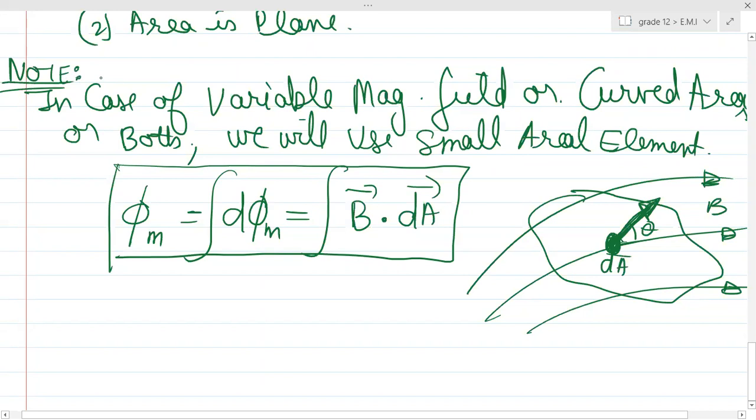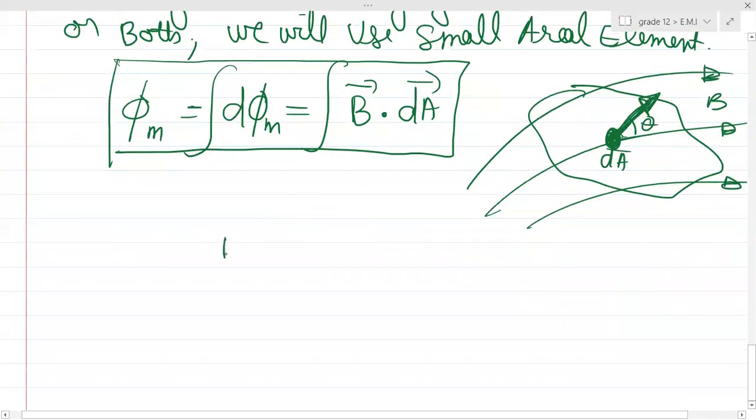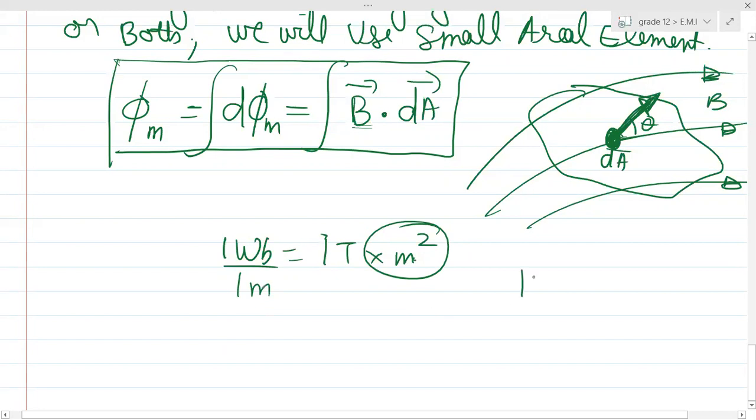Everyone, is this clear? Okay, so Weber is Tesla into meter square. I told you, one Weber is basically Tesla into meter square, right? So if I divide by meter square, one Tesla is basically one Weber per meter square.